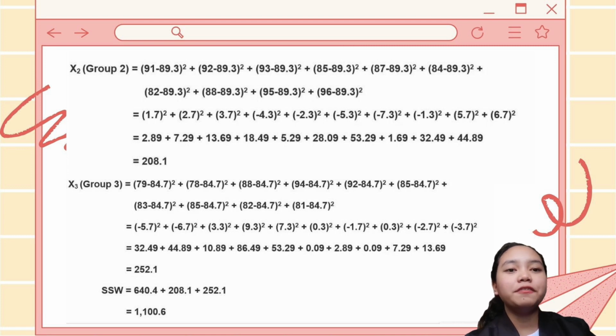Now we will add the following. The answer in group 3 is 252.1. Now we will find the SSW, which equals 640.4 plus 208.1 plus 252.1, and equals 1100.6, which is our SSW.